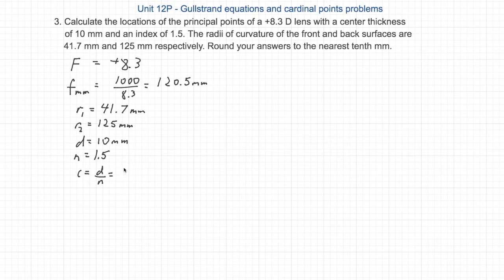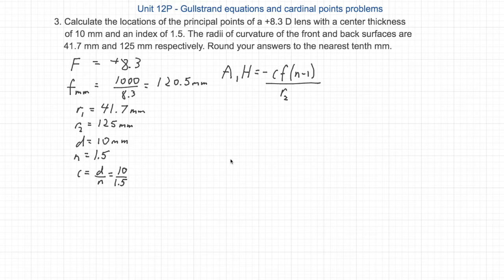We can keep D in millimeters this time, and the reason for that is the formula that I'm about to write down does not contain any units of power. All the variables are in millimeters. The focal length is in millimeters, the radius is in millimeters, and so D can stay in millimeters. So the formula is A1H equals minus CFN minus 1 over R2.